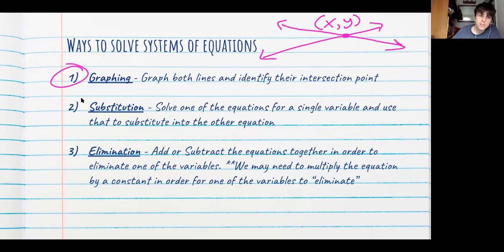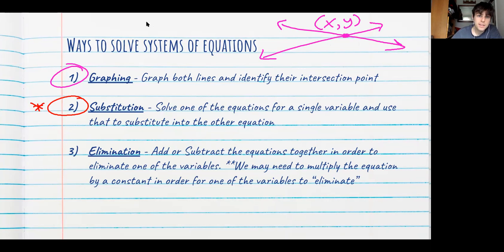The second way is a method called substitution. This one's going to be very useful and probably the most applicable to other types of systems of equations that are not necessarily just lines. Substitution is going to be a really popular technique. So is graphing, but as far as an algebraic technique, substitution is probably the most applicable for the future.